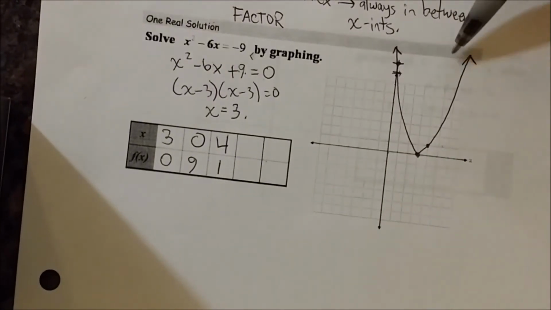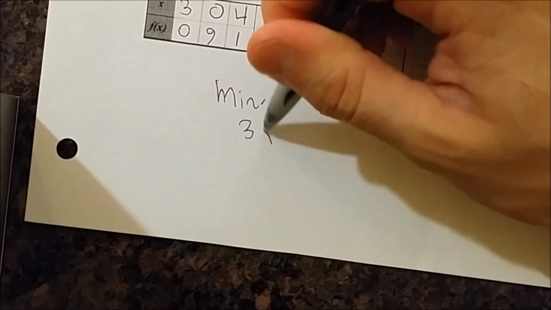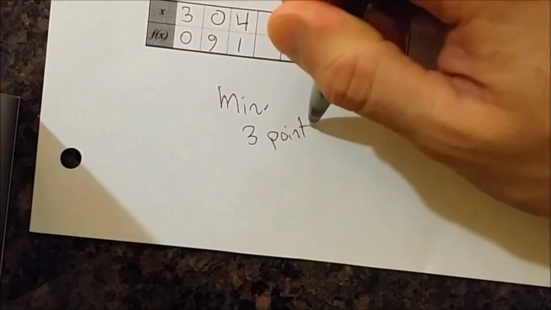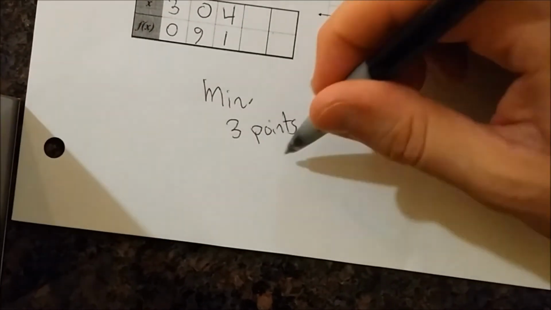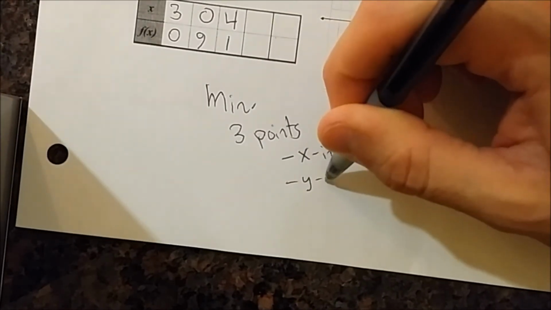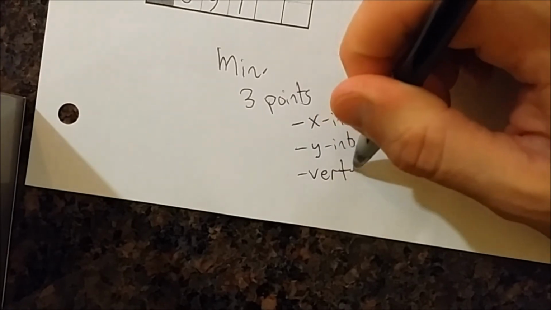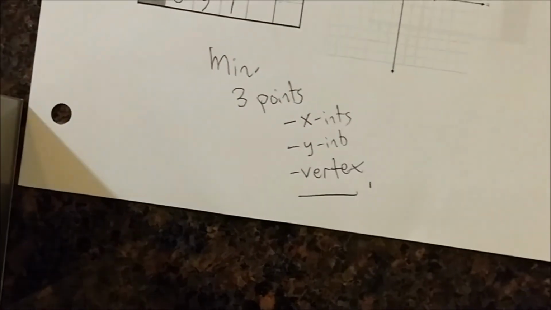It doesn't need to be perfect, but you do need an absolute minimum of 3 points to graph a parabola. So what are these points? Well, you need the x-intercepts. The y-intercept is really nice, and you definitely need the vertex. Okay, let's do another.